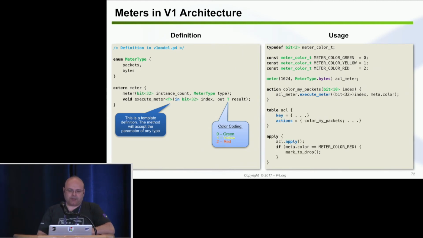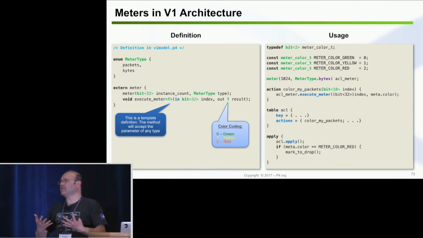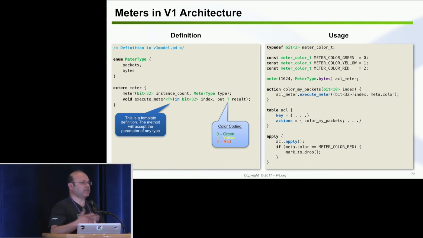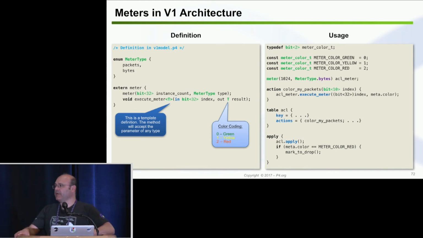And then what I can do is, for example, I can have some ACL table. In there, one of the actions will be color my packets. And then later on, I can say if the color of the packet is red, mark it to drop. So meters themselves do not perform any dropping or anything about the packets. They just determine the color of the packet, and then you use your normal control structures, ifs or tables or whatever else you want to do something about that color.